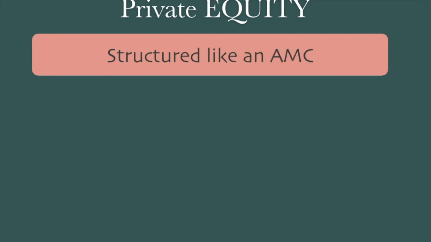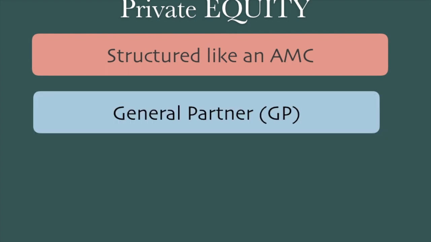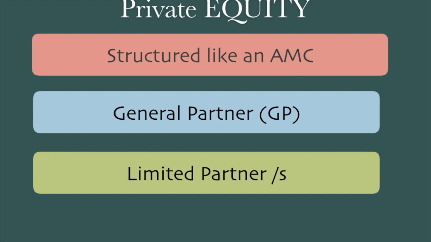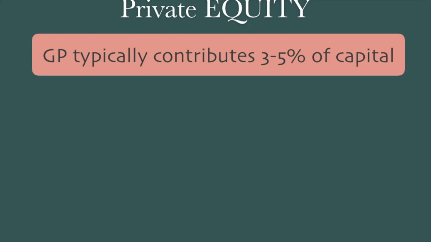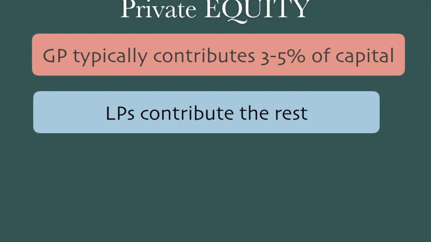Private equity is structured like an asset management company. An AMC, or asset management company, comprises a general partner as well as limited partners. There could be multiple limited partners. In some cases, limited partners could be as high as 10 in number or sometimes even more. The general partner plus the limited partners together contribute the capital of the private equity. This contribution of the capital is typically in the proportion of 3 to 5% by the GP. The LPs contribute the rest of the capital. So the GP, general partner, also contributes some bit of capital and the LPs contribute the rest.